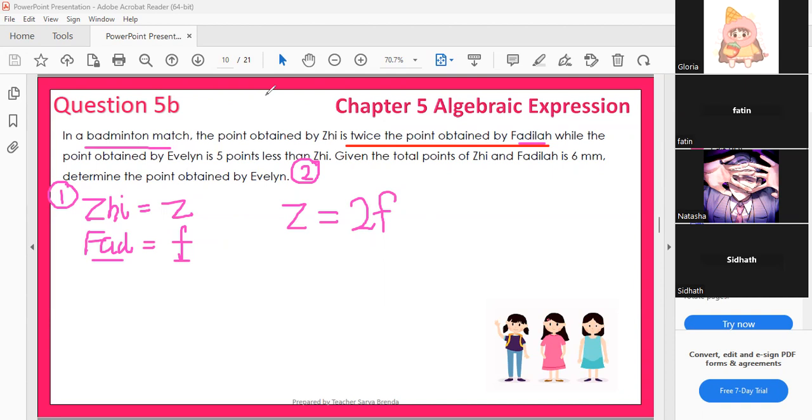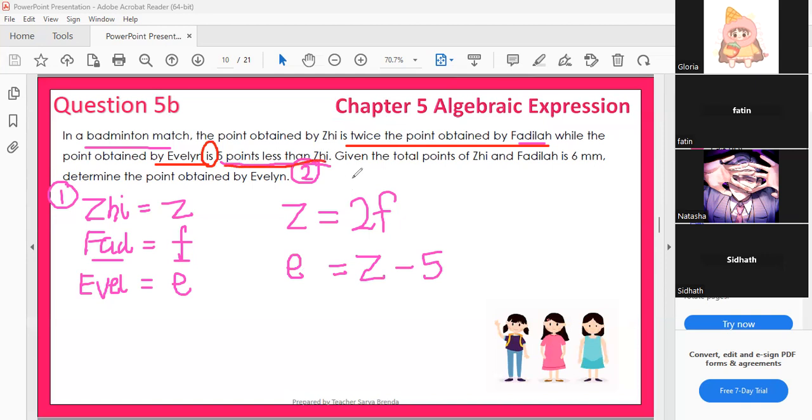We got one more person here. While the points obtained by Evelyn is 5 points less than. Okay, so now this is the points obtained by Evelyn, whatever it is, I put there E. So now I go and work on my second algebraic expression. Evelyn is E, so E equals 5 points less than Z. Whatever Z get, minus 5. That's how you create. You must understand.